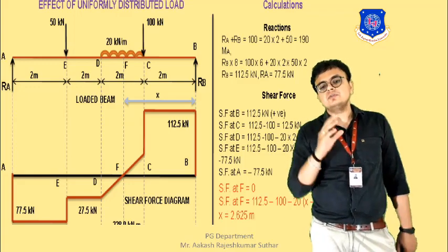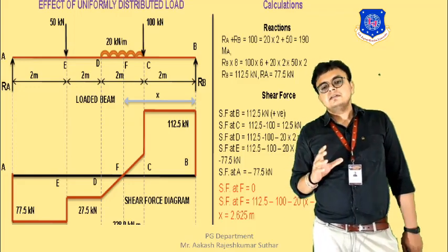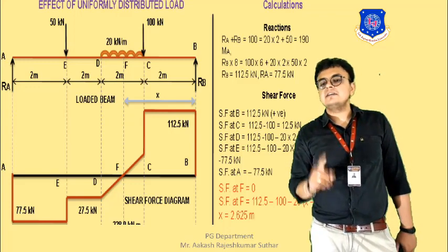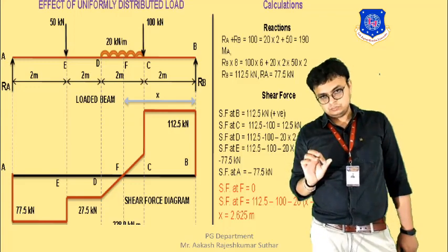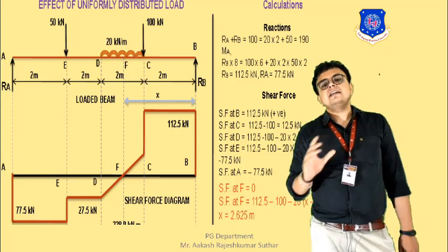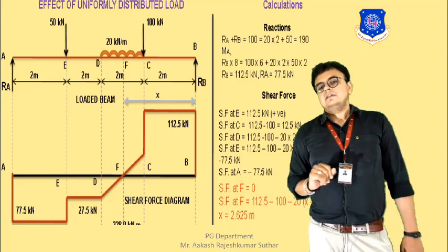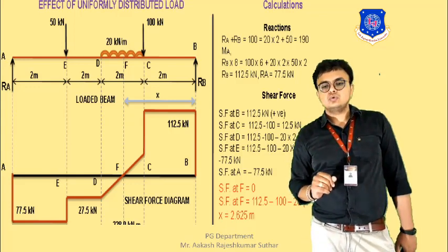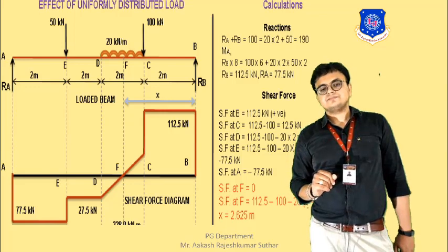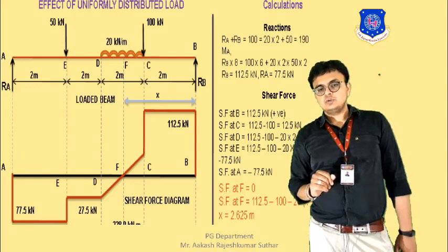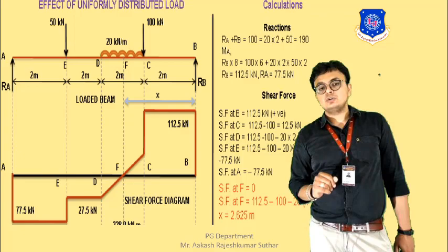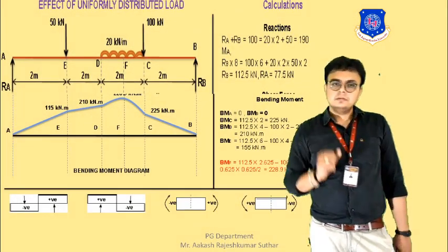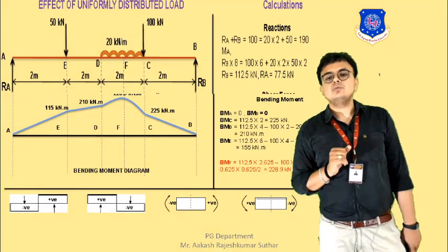So basically shear force at F will be equal to 112.5 minus 100 minus 20 into x minus 2. In this way we can find the value of x. So it will be at distance 2.65. Okay. So at 2.65 we have the shear force equal to 0. Now we have found out all the shear.